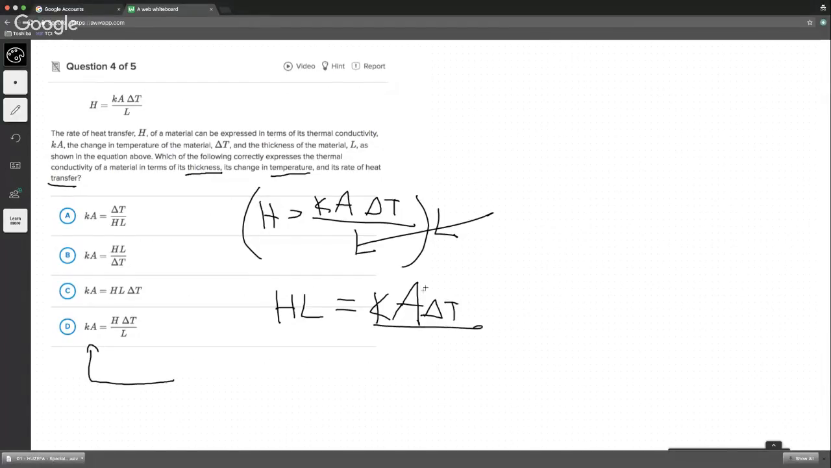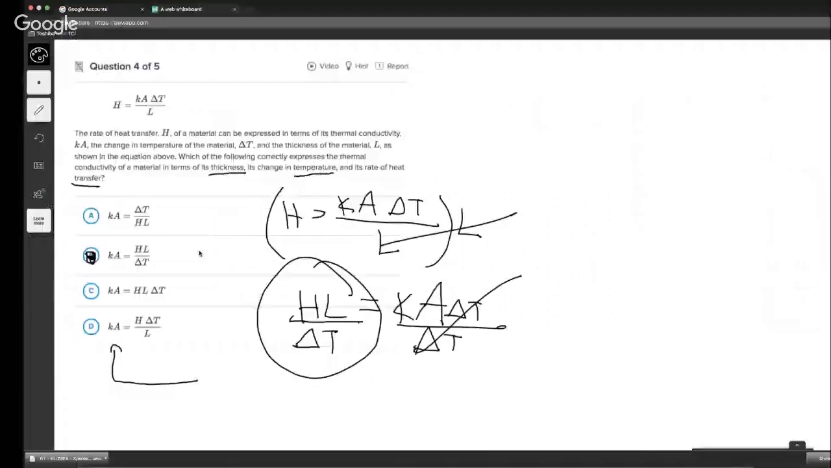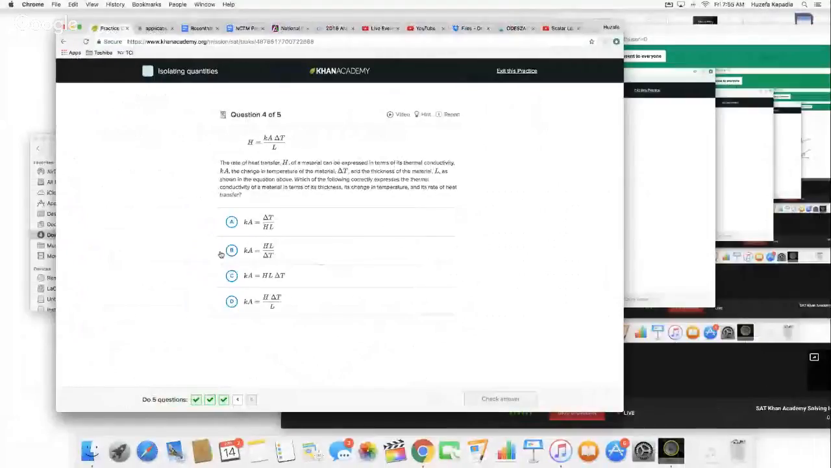And then we divide both sides by this thing. Delta, this is usually change in temperature. Yeah, that's what it says, change in temperature. That's what that triangle sign usually indicates. This goes away, and we've isolated it. It's HL over change in T, which is B. See that? You cut through the jargon. You cut through all that craziness in these problems.